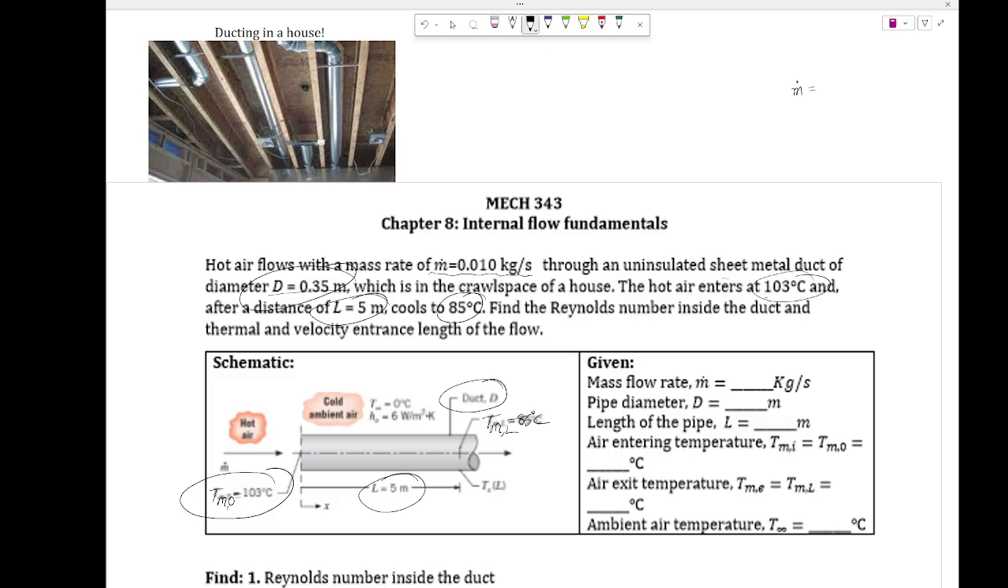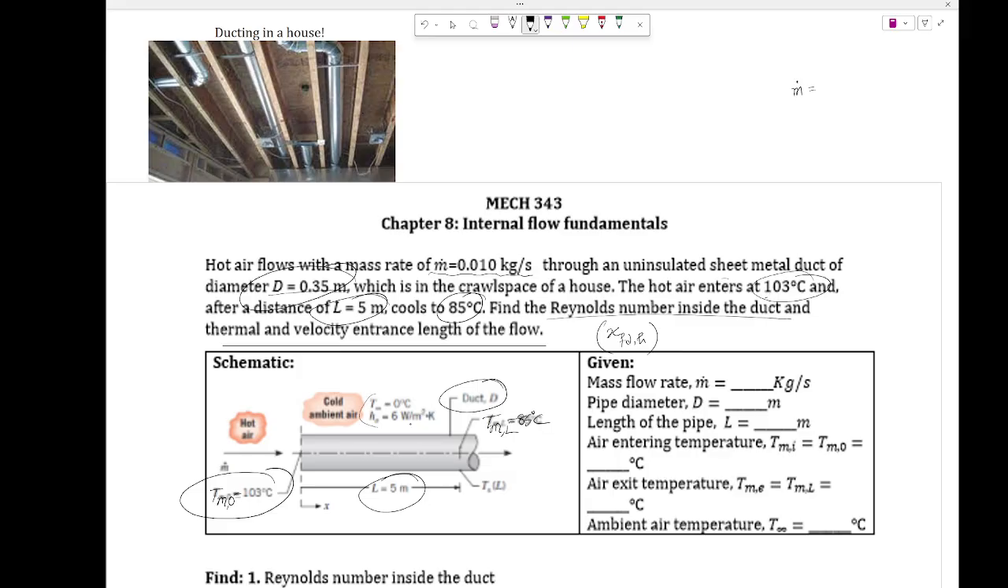Okay, those are the symbols they use. So entrance and exit temperature given, they have the duct diameter given, they have the length of the duct given. Then they're asking to find the Reynolds number inside the duct and the thermal and velocity entrance length of the flow. For the velocity entrance length, you guys remember x_fd,h? Everybody remember that term I was explaining? FD means what, Isaac? Fully developed. Remember that H means hydraulic, so hydraulic means velocity, and thermal is the T. Anyway, so these are the things given.